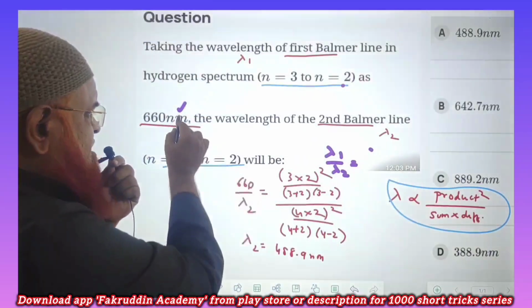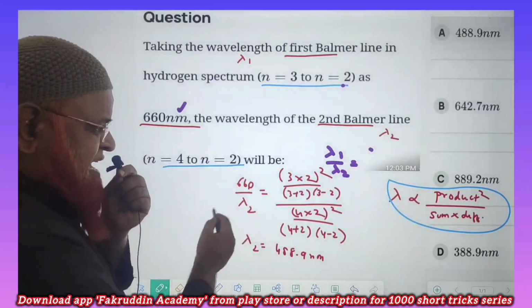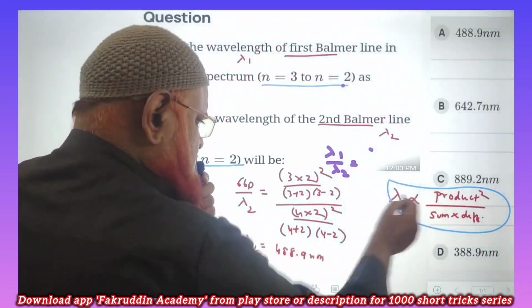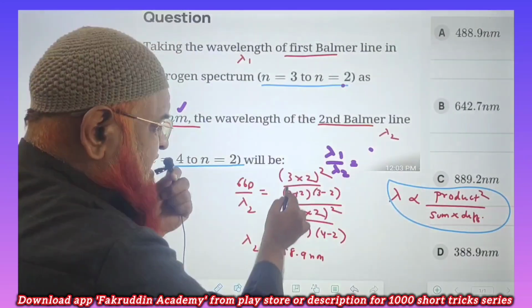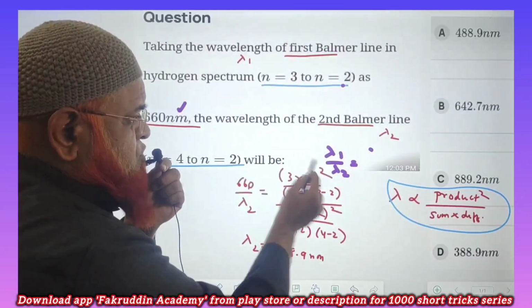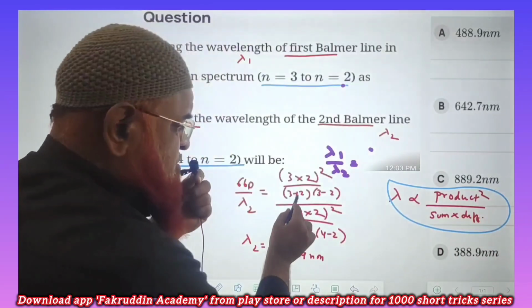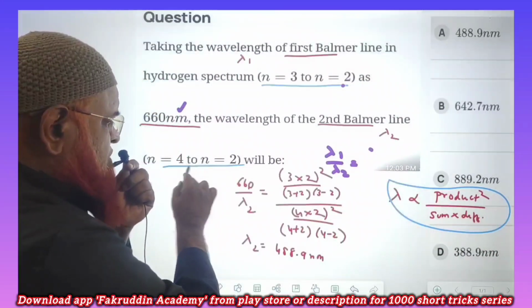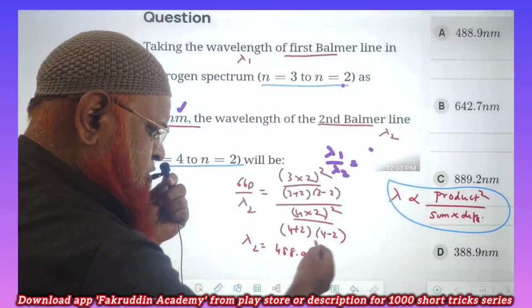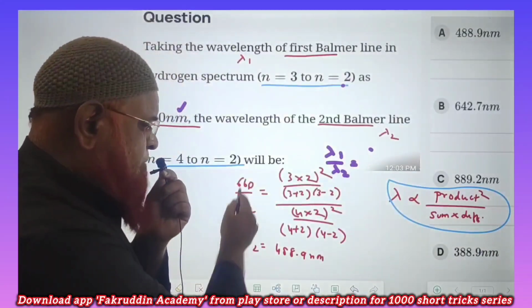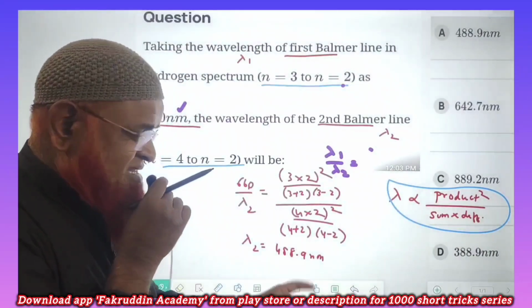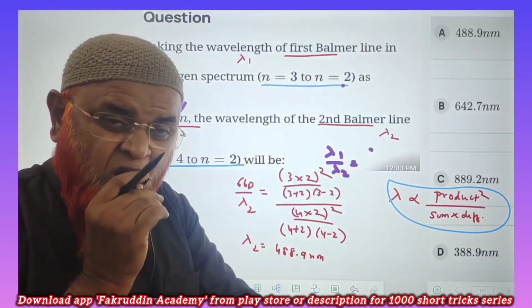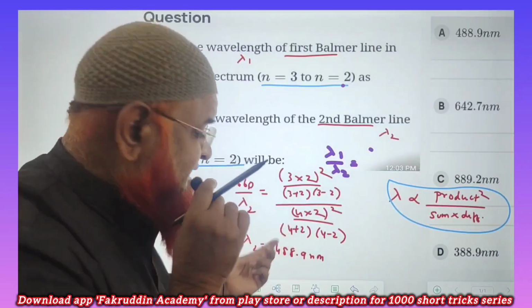This is lambda 1. Lambda 1 is with you, 660. Lambda 2 you have to find out. So product whole square means, in the first case, transition 3 into 2 whole square by 3 plus 2 into 3 minus 2, that is sum into difference. Similarly here also, the transition is 4 to 2. So 4 into 2 whole square by 4 plus 2 into 4 minus 2. So by cross multiplication, you get this answer. You solve and comment below whether you have got the answer or not.